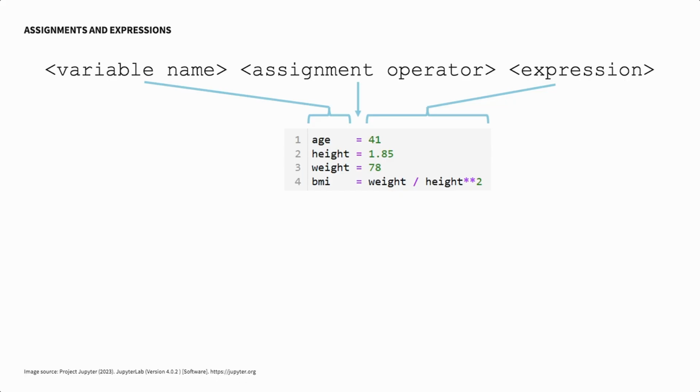Again, an assignment is one basic type of statement. So typically on the left side you have a variable or a variable name. In the middle you have the assignment operator. Here it's always the equal sign since we are initializing variables. And on the right side you have an expression. The expression is evaluated first and then assigned to the variable.